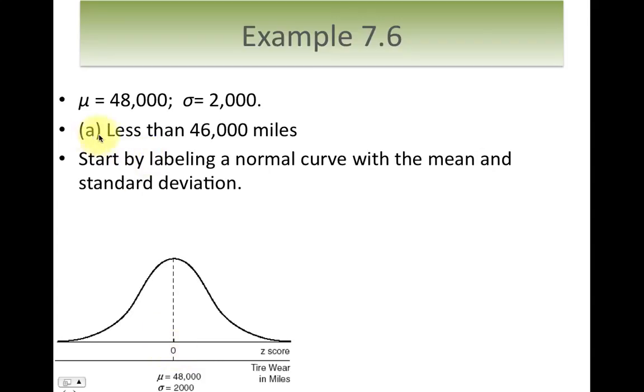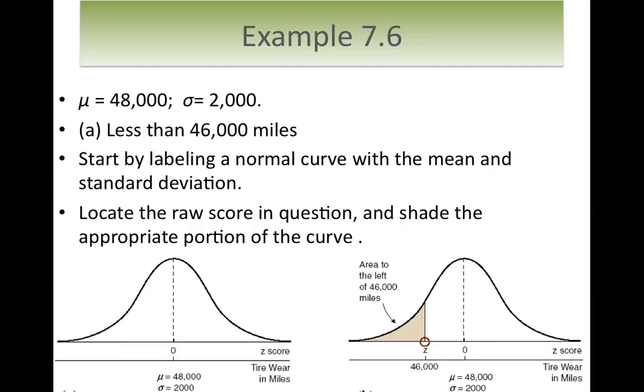So in part A, when we are being asked for the proportion of tires less than 46,000 miles, well, you have to note that if 48,000 is right in the center, 46,000 is somewhere on the left side of that. So we make a picture where that represents 46,000 somewhere to the left of 48,000.